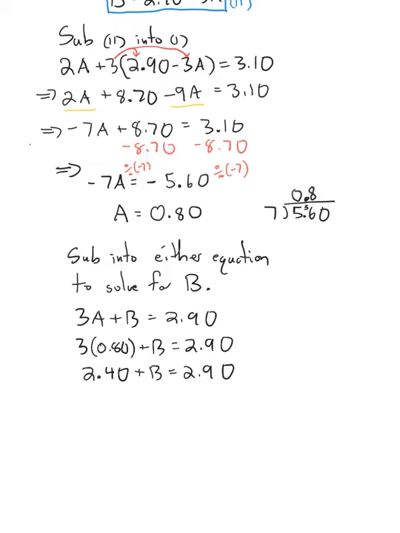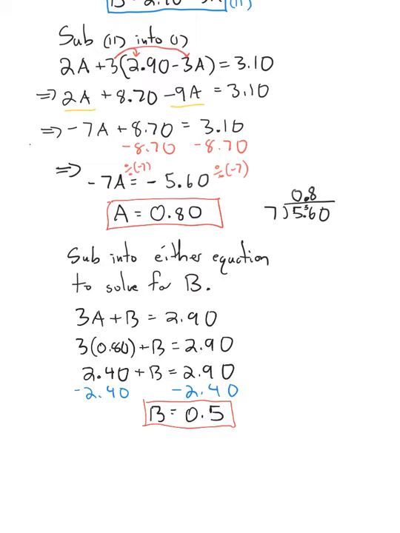290. Let's subtract that 240 from both sides to solve for b. And we get that b is 0.5. So we have that the price of an apple is 80 cents. The price of a banana, and maybe I'll put the 0 in since we are dealing with money, is 50 cents. So we have our answer, but a good idea is to check this with the other equation to make sure we didn't make a mistake.